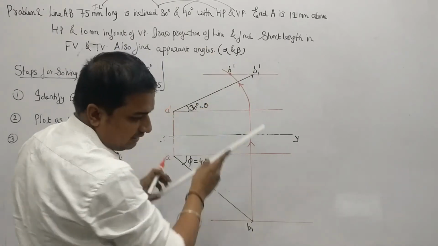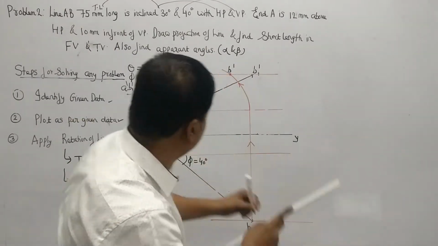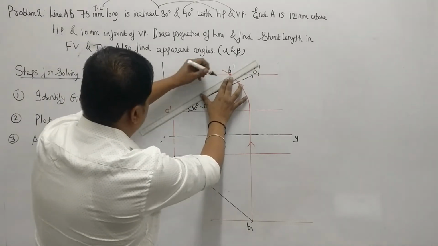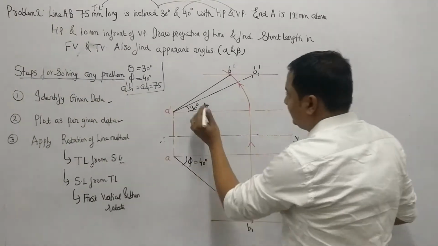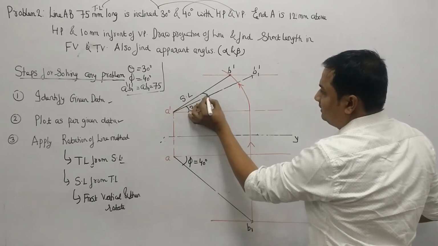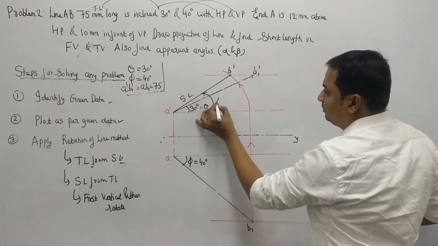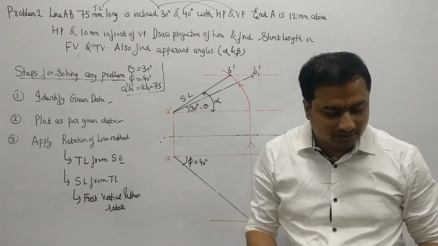So you have to join A dash B dash. So you will be getting short length. Join A dash B dash. You will be getting the short length in the front view, and the angle made by the short length, we all know, is the apparent angle, that is alpha.